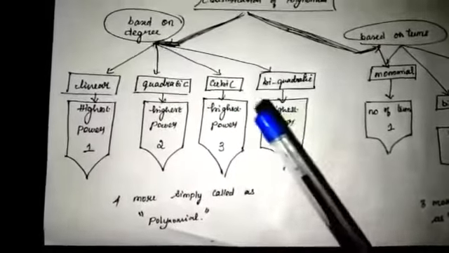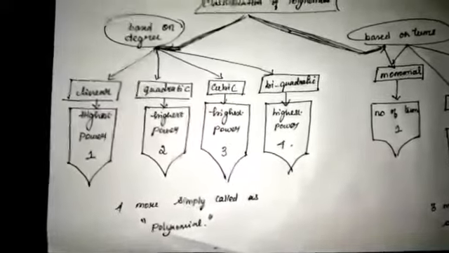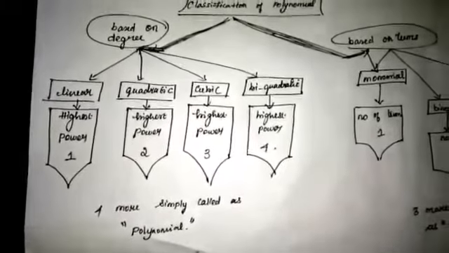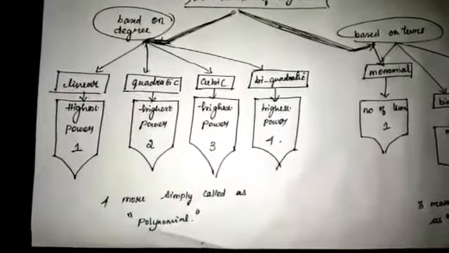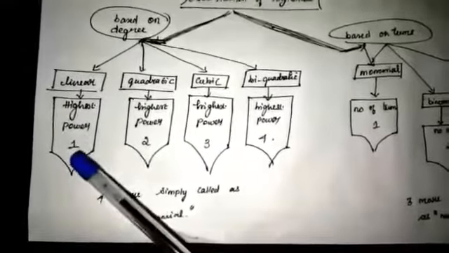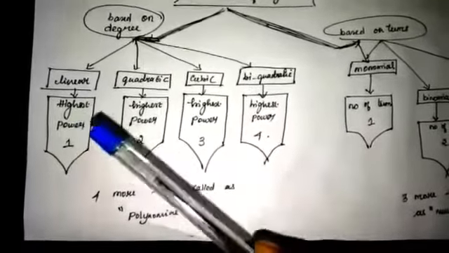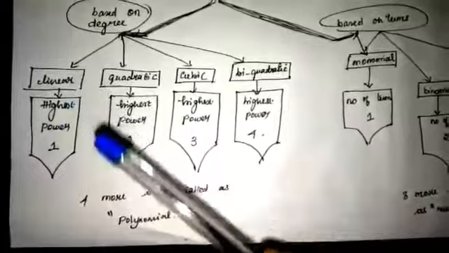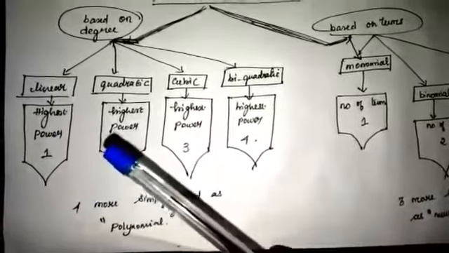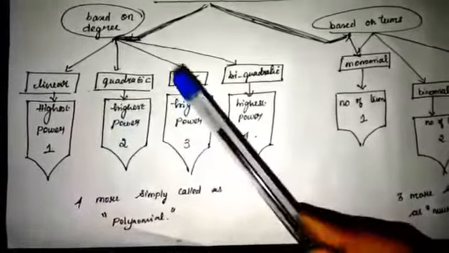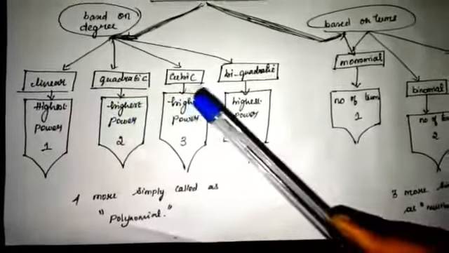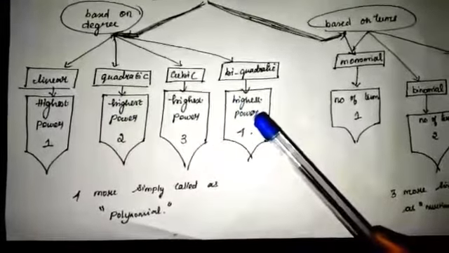So how do we name an equation? A given equation we can call linear, quadratic, cubic, or biquadratic. It's very simple. It is based on the highest power that the equation contains. Related to that, we can call that particular equation linear, quadratic, cubic, or biquadratic.